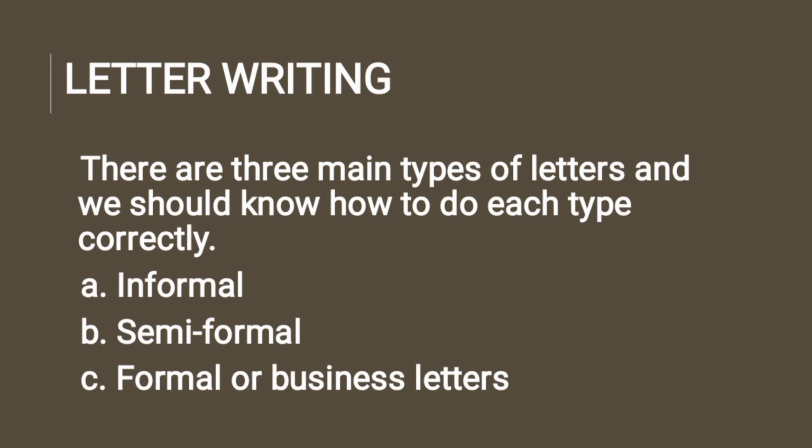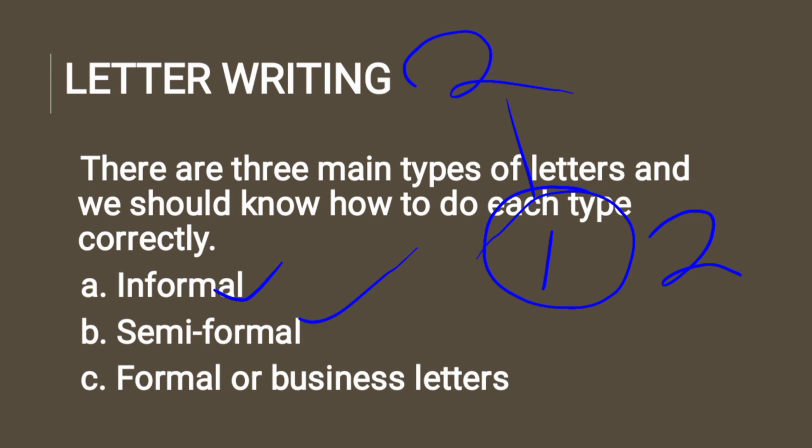But in this video, we are just going to look at the informal and the semi-formal letter. As you know, your exam is in two papers, Paper 1 and Paper 2. In Paper 1, you have to write two compositions. For Paper 2, there are no compositions. Paper 2 covers structure, comprehension, and summary.